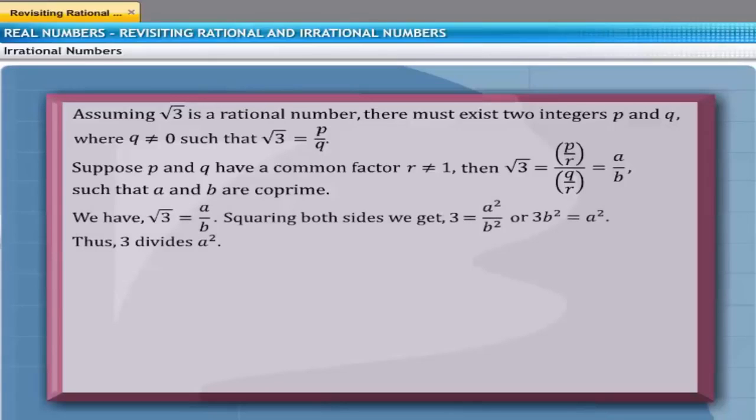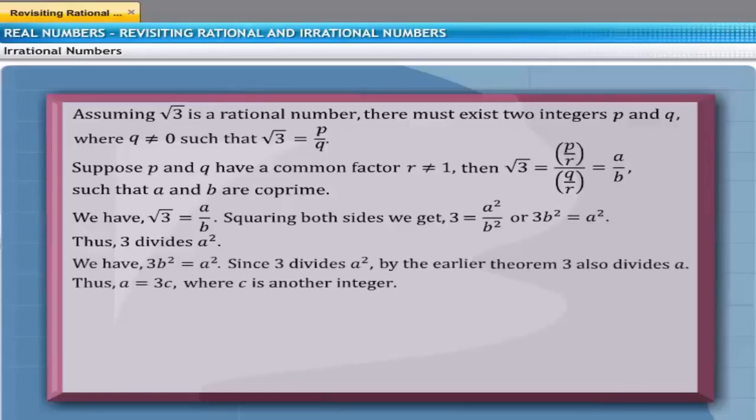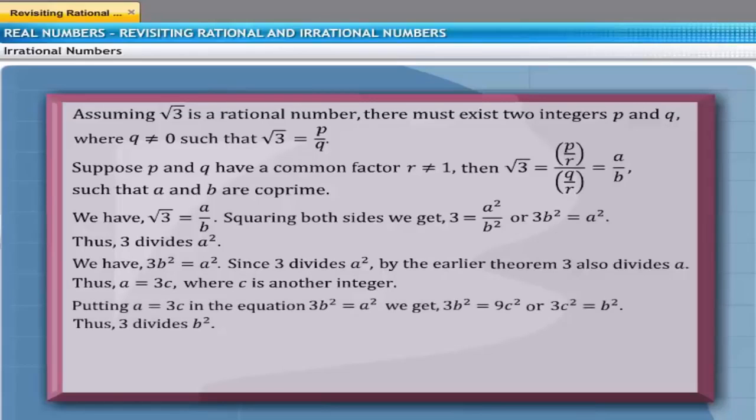So, we have square root of 3 is equal to a by b. Squaring both sides and rearranging the equation, we get 3 times b square is equal to a square. This means 3 divides a square. Since 3 divides a square by the earlier theorem we proved, we can say that 3 divides a. Thus we can also say that a is equal to 3c for some integer c. Putting the value a is equal to 3c in the previous equation for a and b, we get 3 times c square is equal to b square. This means 3 divides b square.